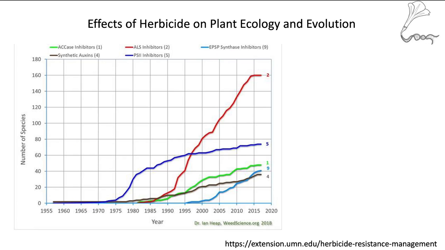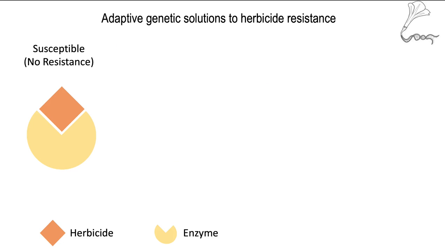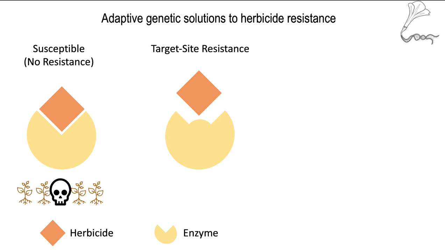Resistance evolution has rapidly increased in the past few decades, with over 245 different species that have developed resistance to a number of different herbicides. This resistance evolution occurred broadly via two different mechanisms of resistance, which I will expand on now. So, in the first scenario, we have the wild type, which is a susceptible case, meaning no resistance. Here we have the herbicide which attacks the intended enzyme and the plant is unable to survive and is thus susceptible. In the next scenario, we have a mutation in the enzyme such that the herbicide can no longer bind to the enzyme and the plant thus survives.